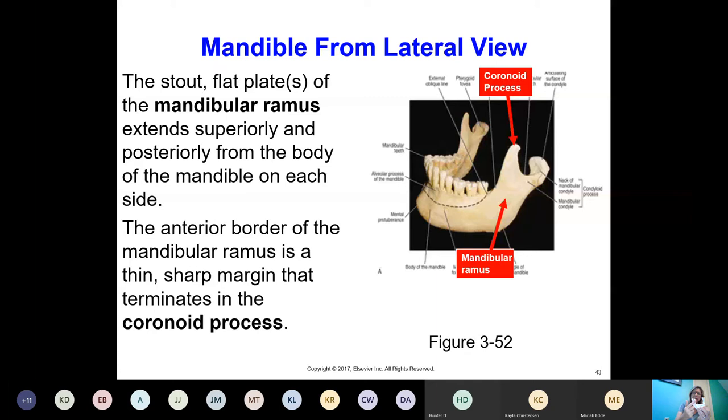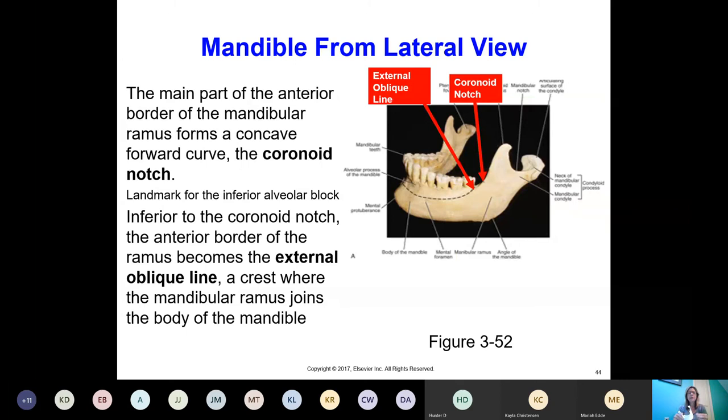The main part of the anterior border of the mandibular ramus forms a concave forward curve called the coronoid notch. So if you follow this down, there's a little indentation right here as you're curving downward. You're not going to be able to see it from here, and you can barely see it even when you have it up close, but it dips in right there. That's called the coronoid notch. So it's a concave forward curve. If you were to see a question like this on a quiz or a test, it would probably say concave forward curve, and that would be the coronoid notch.